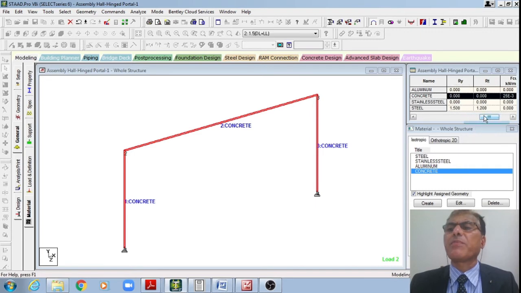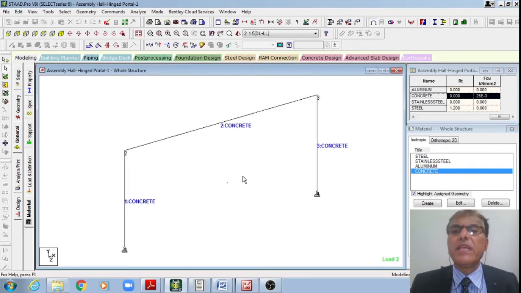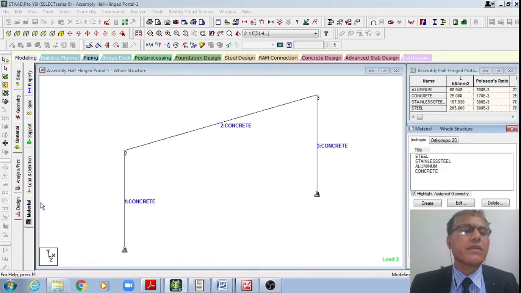The other properties I am assigning are 25 newton per mm square, or 25 into 10 to the power minus 3 kilonewton per mm square. Both are the same. Therefore, I have assigned these properties to the concrete in the materials toolbar, in the general page. Now that is over.